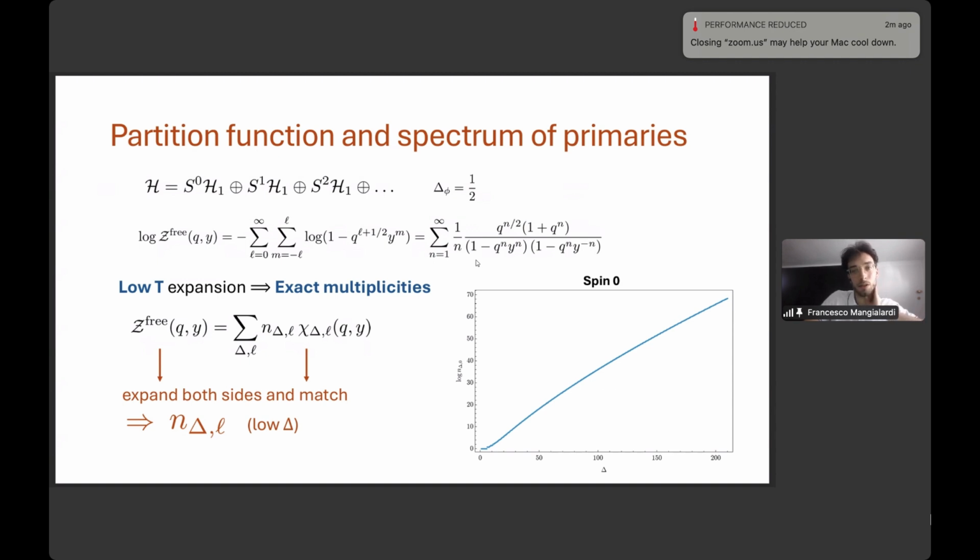And then we can start applying all the reasoning we have done in the previous discussion. We can look at the low temperature expansion of this partition function and use it to extract, in this case, exact information about the spectrum of primaries by matching this expansion with the one of characters. So in this way, we can extract exactly information about the multiplicity of primaries appearing in the theory. Here on the right, I've put, for instance, the plot in the case of scalar primaries, but one can do it also obviously for the others.